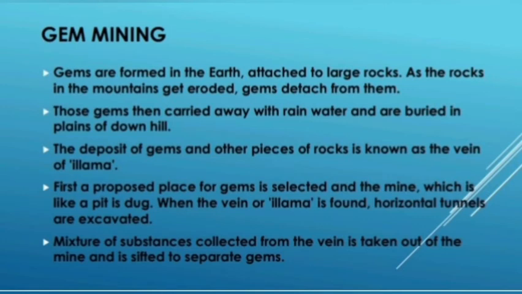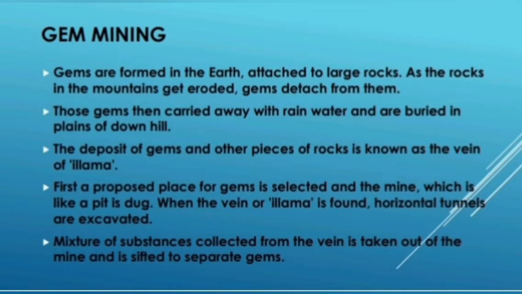Gems are formed in the earth attached to large rocks. As the rocks in the mountains get eroded, gems detach from them. Those gems are then carried away with rainwater and are buried in plains downhill. The deposit of gems and other pieces of rocks is known as the vein or Illama.